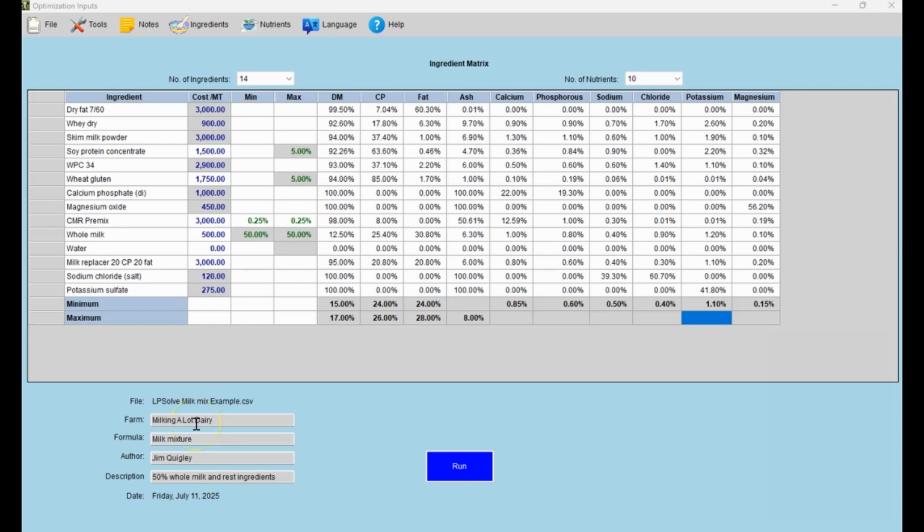In this video, we'll walk through how to formulate a liquid milk blend using whole milk and milk replacer type ingredients to achieve a target solids and nutrient specifications at the lowest possible cost. Let's start by looking at the ingredient matrix.